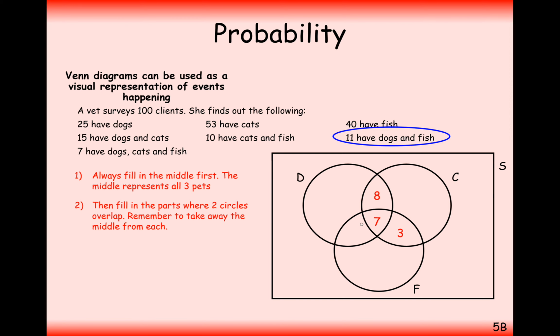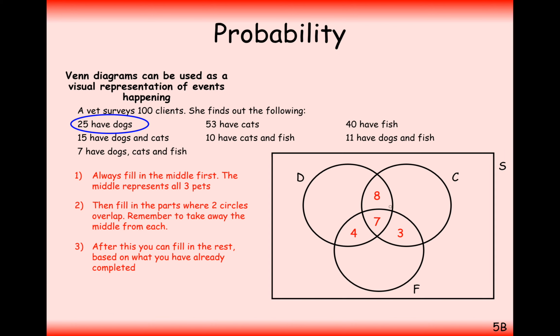Let's first have a look at the 25 dogs. Just looking at the dogs circle here, we already have 8 add 7 add 4, so that's 19 people accounted for who also own other types of pets. There are therefore going to be 6 people who only own a dog, they don't own a cat, and they don't own a fish. Looking at the 53 people here who own cats, we already have 18 people accounted for here, so we must have 35 people here to complete that full circle of 53 cats.